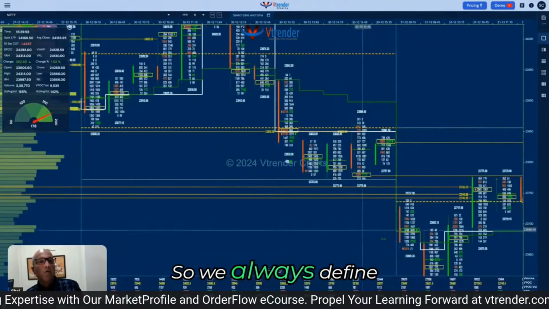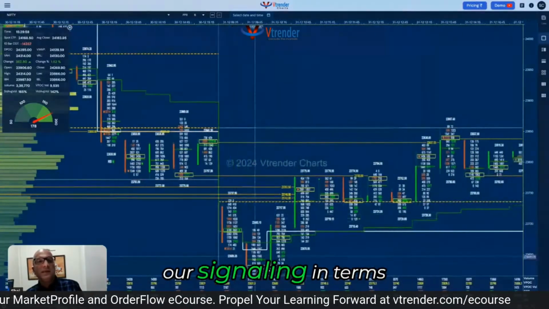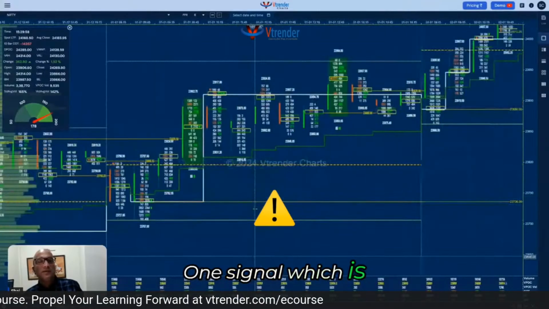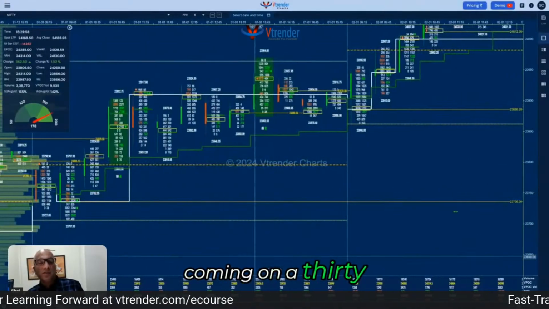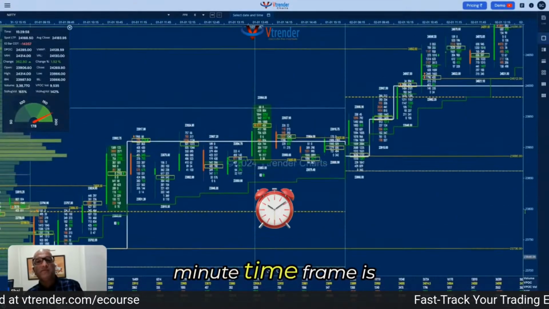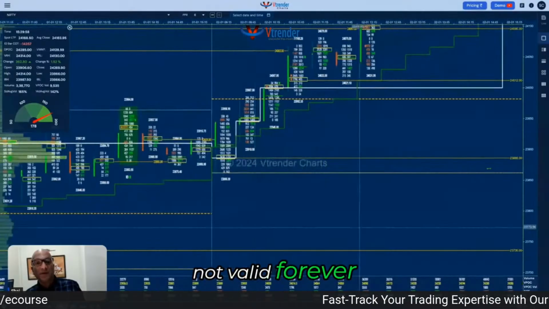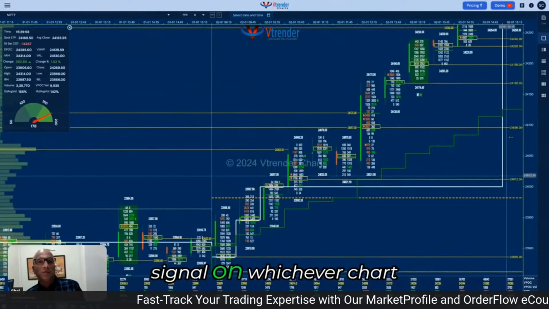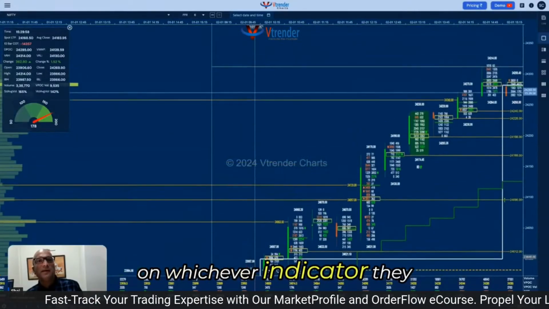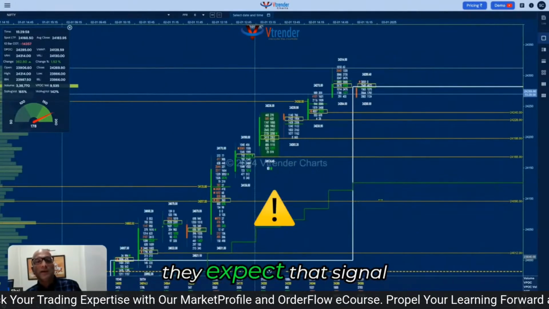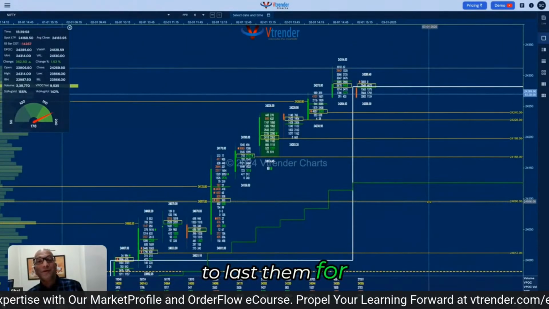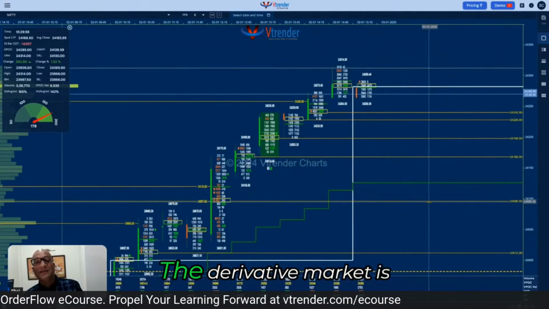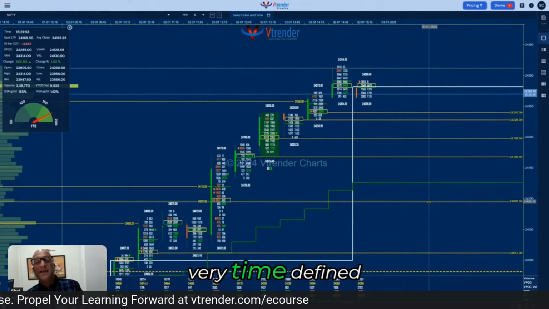So we always define our signaling in terms of time. One signal which is coming on a 30-minute time frame or even on a 5-minute time frame is not valid forever, right? So a lot of traders, once they get a signal on whichever chart, on whichever indicator they are looking at, expect that signal to last them for a lifetime. That's not how the derivative market works. The derivative market is very time defined.